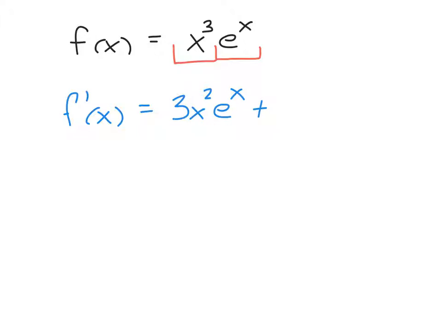Plus, now in this case, the x cubed stays the same, and I find the derivative of the other function. That's the derivative of e to the x. Although it just happens that the derivative of e to the x is e to the x, right? That's it. Now we could get fancy here by trying to factor out an e to the x or something like that, but we don't need to. We can go ahead and leave our answer just like that. That is your derivative using product rule.